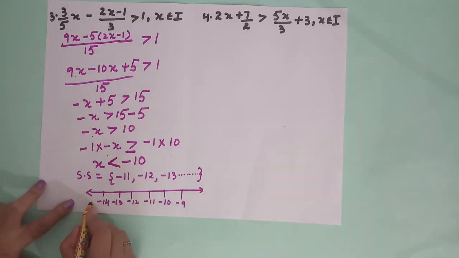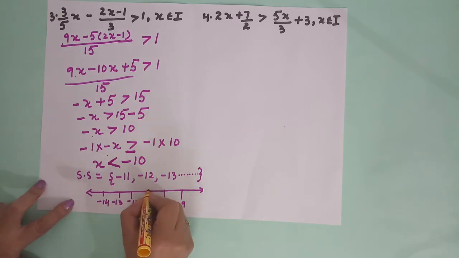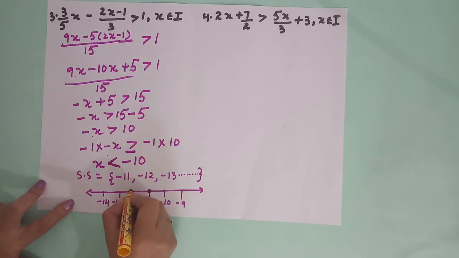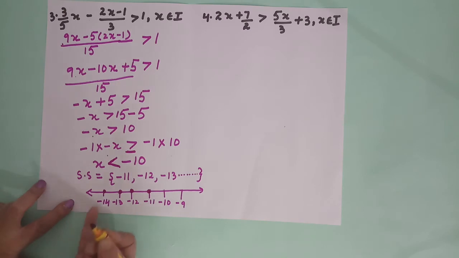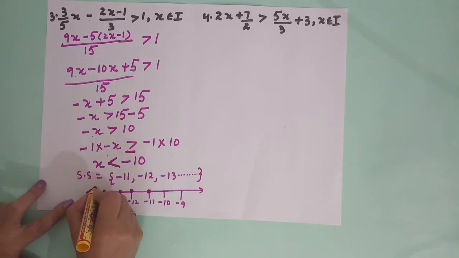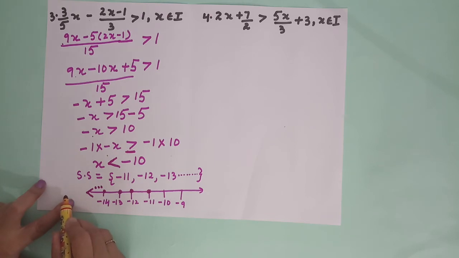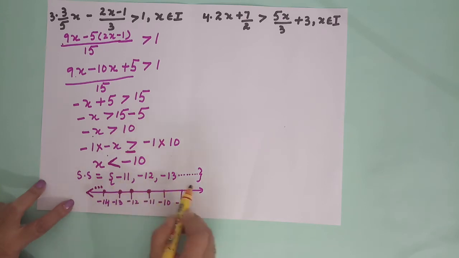I don't know the limit of this. So I will put dots at -11, -12, -13, -14. Till what? It's infinitely going on. So in that case, I'll go to the end. You see this arrow? Near this arrow, I'll put 3 small dots. What does this mean? It means that it is infinitely going on and on. Right? That's how you represent infinite sets.